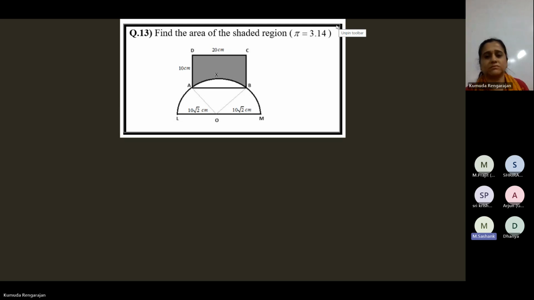Area of rectangle minus area of segment. Correct. So now we have to find the area of the segment. So what is the sector angle?